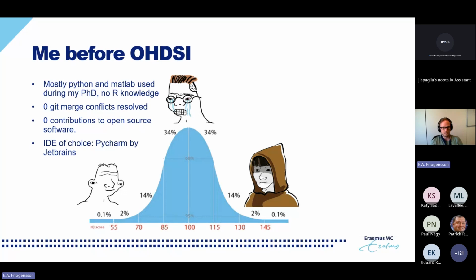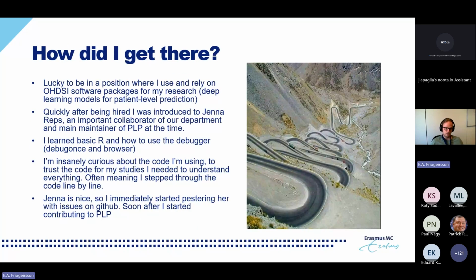Now, if I contrast that with me today, I would say I'm quite proficient in R and a bunch of other languages. I'm working with Git daily. I'm collaborating a lot on multiple repos with other people. I'm the maintainer of 2 Hades packages, and I've contributed to multiple more. And yeah, I've changed my preferences for IDEs somewhat. So how did I get here?